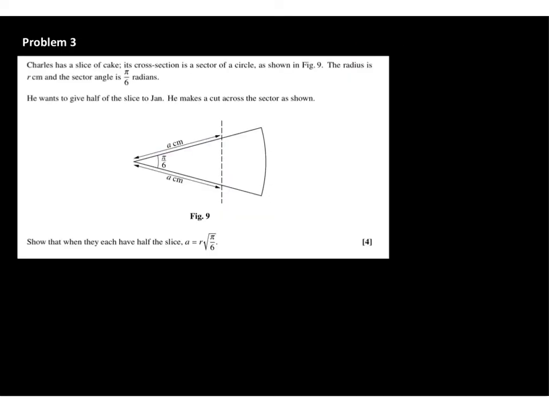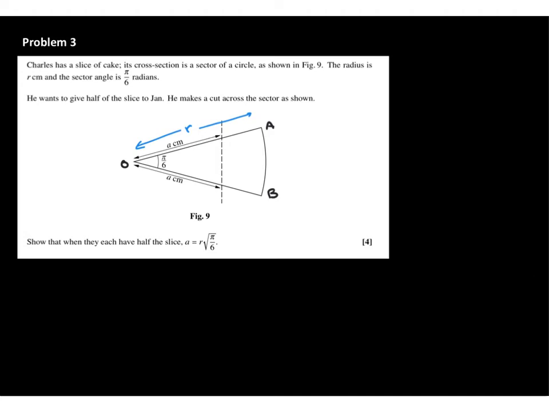So let's have a look at problem number 3. It's a little bit more complex than the other questions that we've done, so let's read it through carefully. So Charles has a slice of cake. Its cross-section is a sector of a circle as shown, and the radius is r centimetres. So here's the radius of the full sector, which I'm going to call OAB for clarity. So the radius is r and the sector angle is pi by 6.